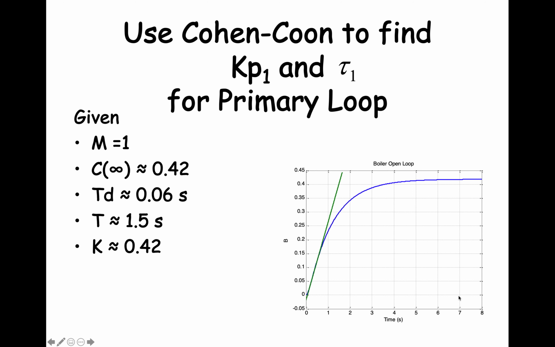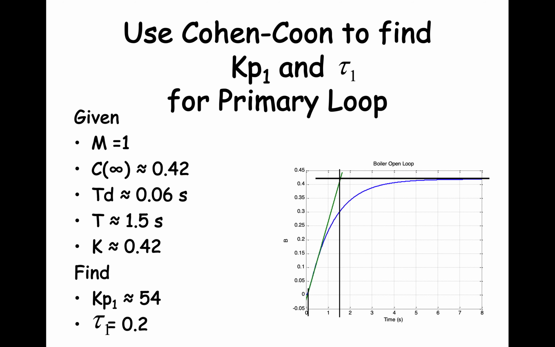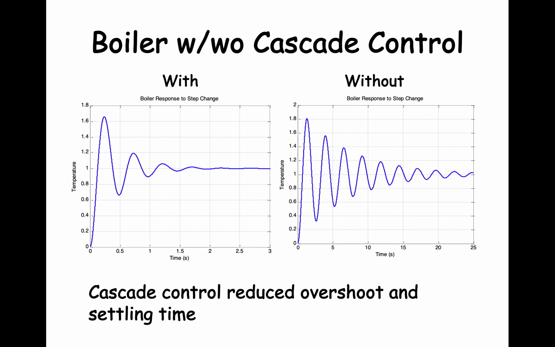Now assume that we are given a plot of the boiler output when the controller is disconnected from the system and we input a small step change in the input of magnitude m equals 1. With that, we find K, Td, and T using the Cohen-Coon method for tuning the controller. When we are done, we find that Kp1 is approximately equal to 54 and tau I is equal to 0.2. More details are in the course packet.